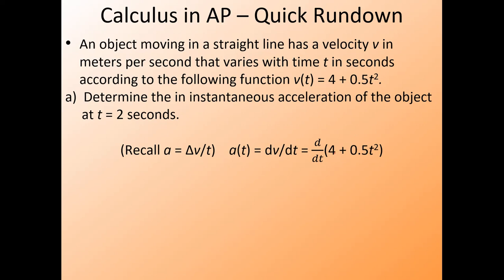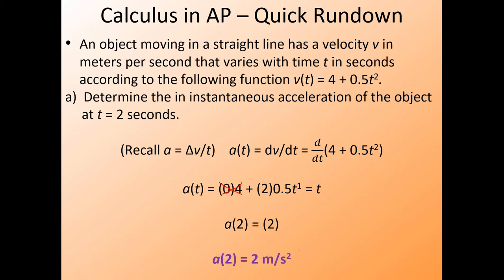So again, I know that the 4 is being multiplied by a 0. That's going to end up dropping out. The 2 multiplies by the 0.5. I subtract 1 from that exponent. So I get 2 times 0.5 is 1. t to the 1 is just t. So I end up just getting t. So plugging in 2 seconds, I end up getting that my acceleration is 2 meters per second squared.